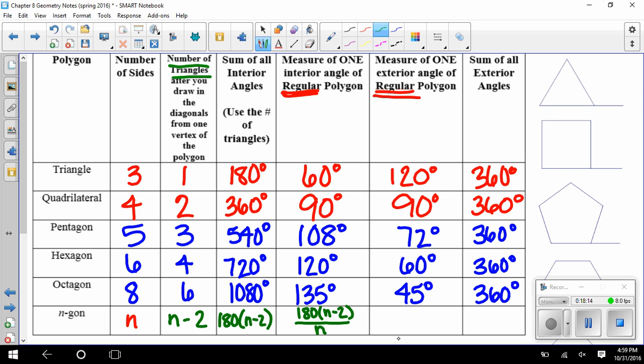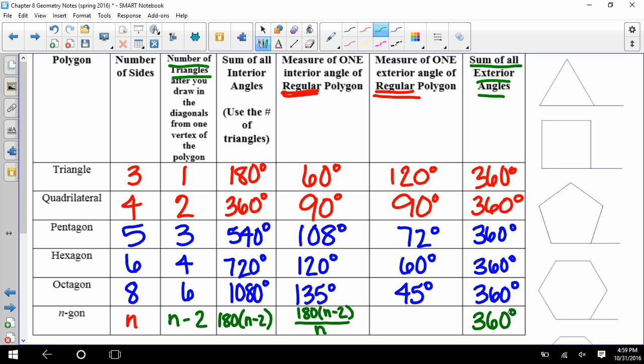Now I'm going to hold off on this one for just a minute and look at the sum of the exterior angles. What do you notice that is always going to be? 360 degrees no matter what. And how I think about it is when you have your exterior angles, when you extend all your sides, if you walk around it, it makes a circle, and a circle is 360 degrees. Okay, so the sum of the exterior angles is always 360 degrees.